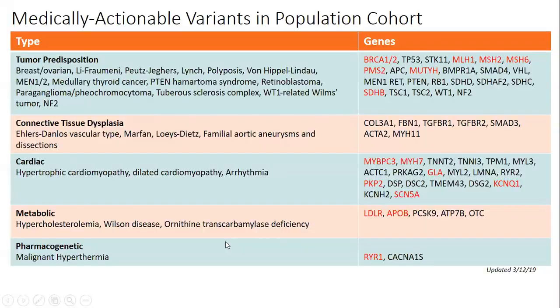And we return results of actionable variants. These are a set of genes that if you have a pathogenic or likely pathogenic variant, it predicts disease with high probability, and there's something you can do about it. Many of them are cancer predisposition syndromes, connective tissue disorders that predispose to aortic dissection, various cardiac disorders, a few metabolic conditions, and malignant hyperthermia.